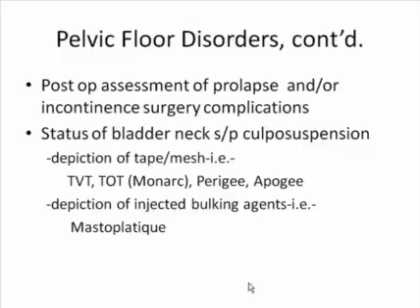I will not address fecal incontinence, but with ultrasound we can show thinning and disruption of the internal and external anal sphincters. Another very important application of transperineal ultrasound is assessment of prolapse problems, particularly after they've been surgically treated with a variety of tapes, meshes, and other agents. The tapes are the tension-free tape, TVT, the transobturator tape, which is now called Monarch, and the Perigee and the Apogee, which are meshes.